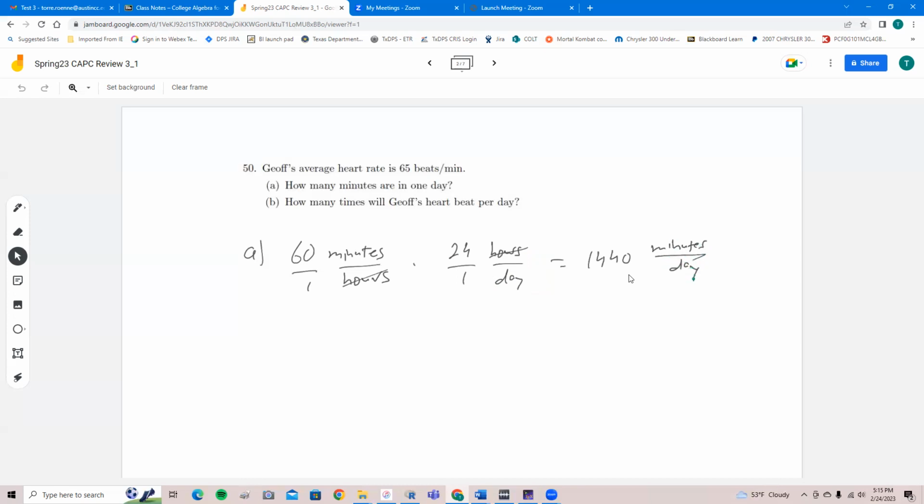Right, you can also just think about it intuitively. 60 minutes per hour, 24 hours a day. You got to multiply those to get minutes per day. All right, 1440 over 1, but I don't need to write the over 1 anymore. This is how many minutes in a day, 1,440 minutes.